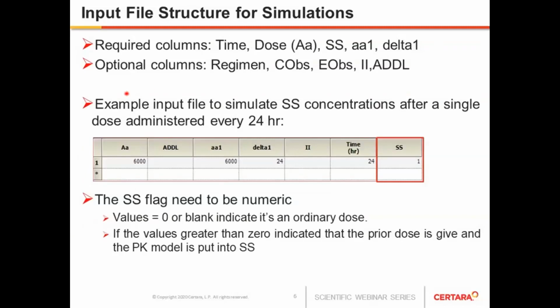The input file structure's required columns are time, dosing amount (AA or A1), steady state SS, AA1 and delta 1. The optional columns could be the regimen, COBS, EOBS, II, or ADDL. As you can see, this is an example input file to simulate steady state concentration after a single dose administered every 24 hours. When you're doing a steady state simulation, SS flags need to be numeric. If the value equals 0 or blank, it indicates an ordinary dose, and you will not get a steady state simulation. If it is greater than or equal to 1, it indicates that prior doses are given and the PK model is put into steady state mode.